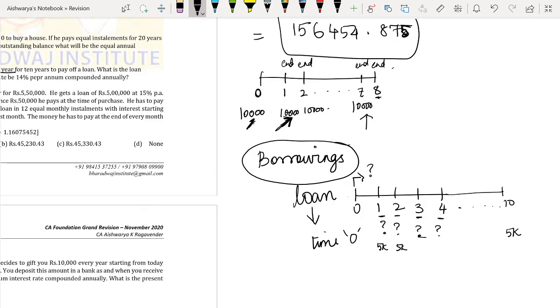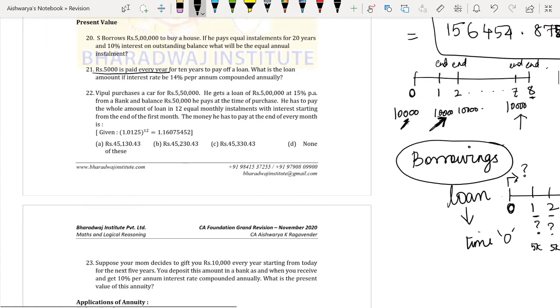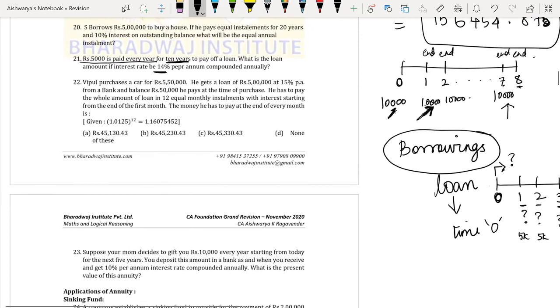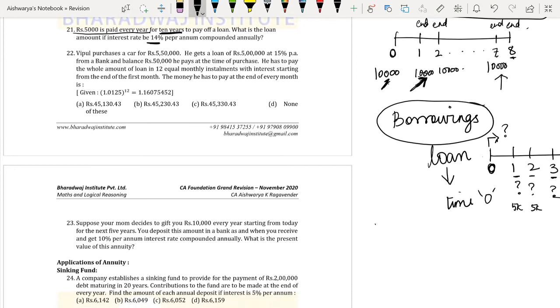How much money did you borrow at time 0? This is a question mark. This is what you need to pay. The interest is 14%. It's a 10-year loan. So all you have to do is use the present value formula. What is the present value formula? PV is equal to A into ((1 plus i) to the power n minus 1) divided by i, into (1 plus i) to the power n. Same as future value. One additional term here is (1 plus i) to the power n.